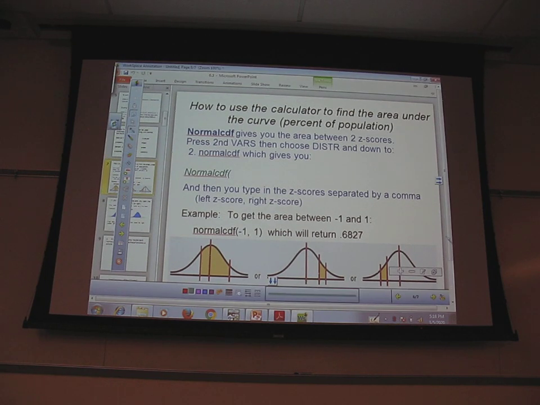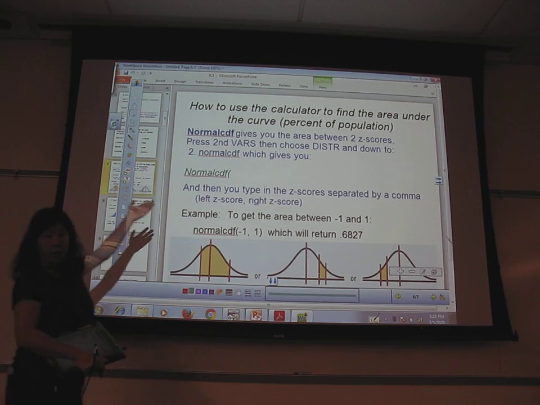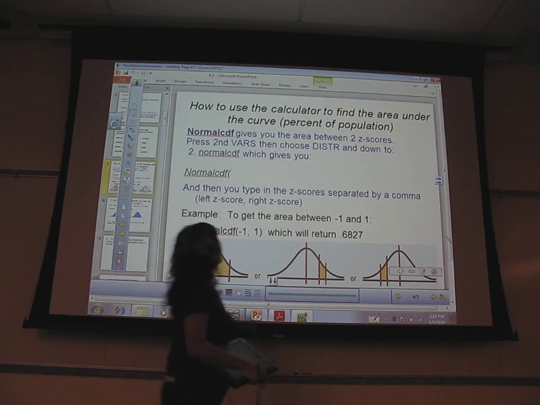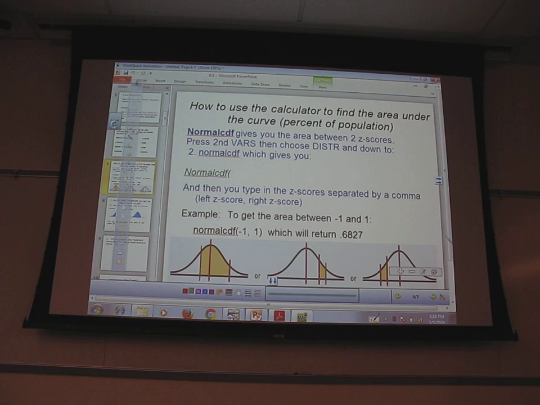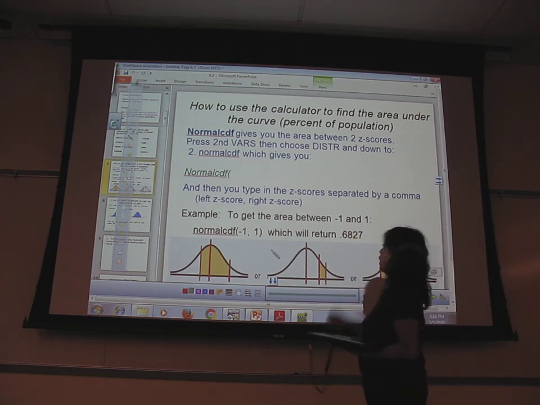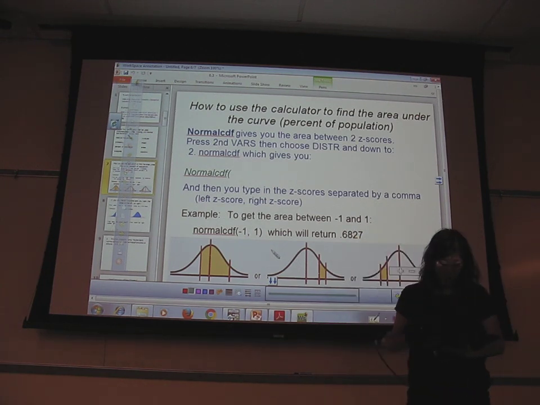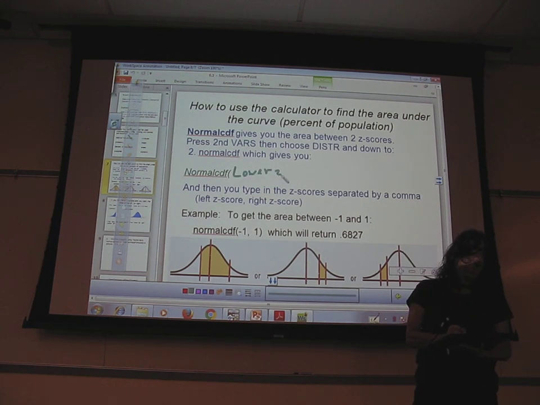How do you use a calculator to find the area under the curve, the percent of the population? Normal CDF. That gives the area between two z-scores. How do you get there? You do second VARS, and then under DISTR you go down to the second one, which is normal CDF. That would give you something that looks like this, and then you put in your lower z-score, comma, your upper z-score.